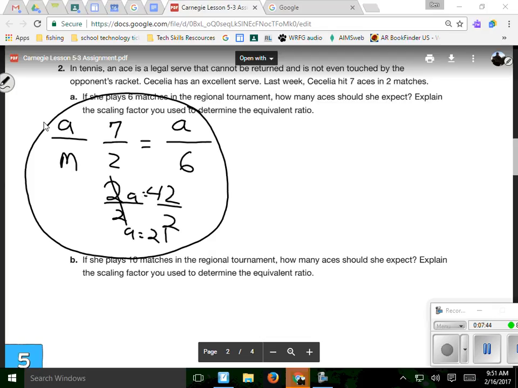The other part of this question, it says explain the scaling factor. Cross that off. I don't even want it. For C, it says explain the scaling factor. I don't even want it. Don't do it.